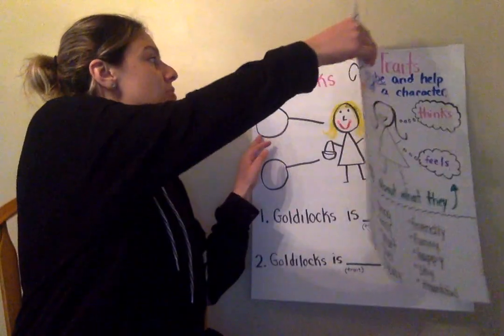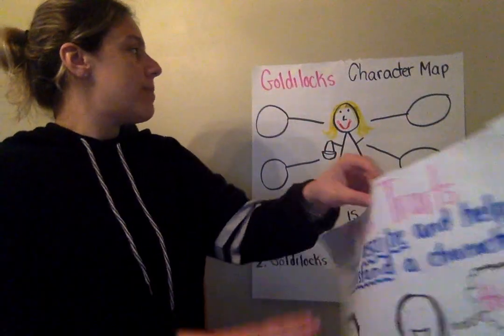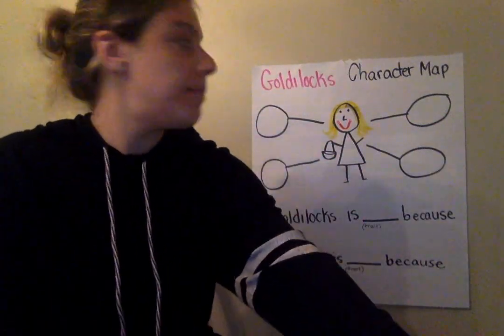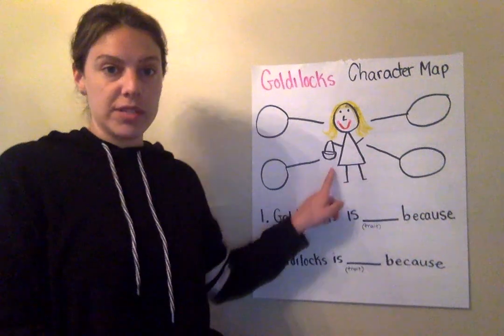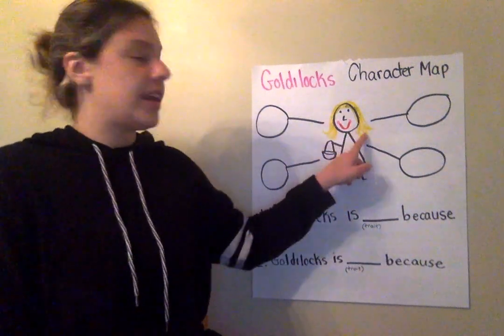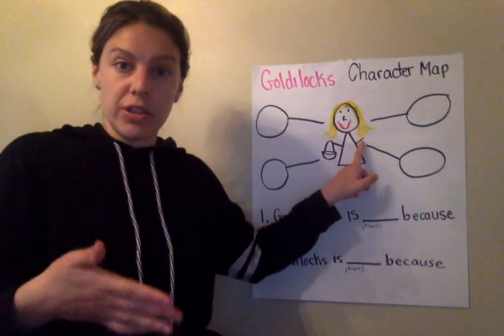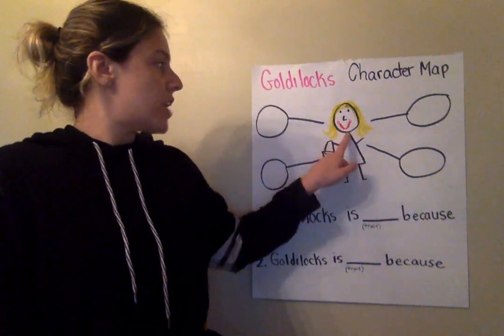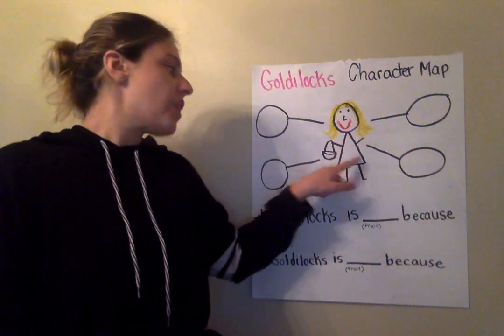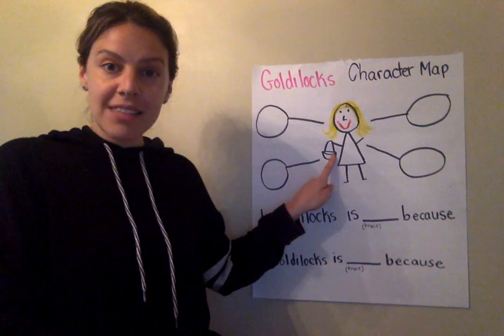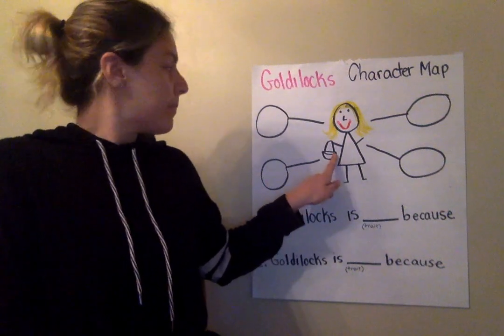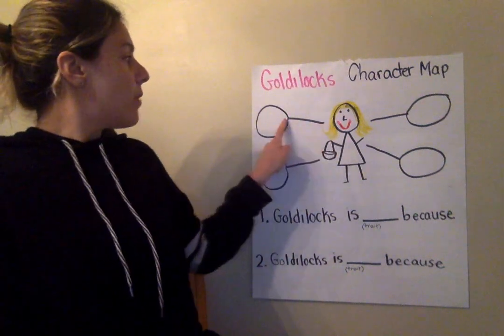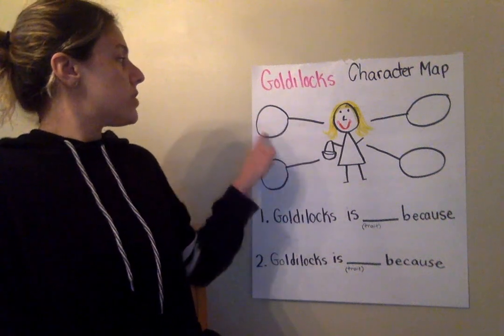This is what a character map could look like. I made a Goldilocks character map. I drew a picture of Goldilocks the best I can in the middle. I tried to draw what she looked like in the book with her blonde hair, some rosy cheeks, wearing a dress, and holding a basket. Okay? And then over here, I put lines with circles.